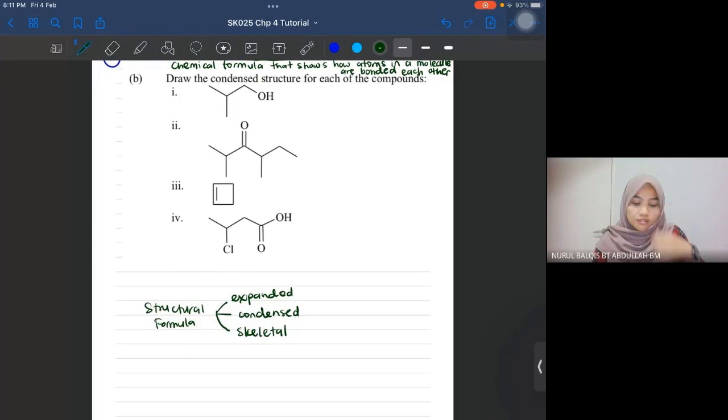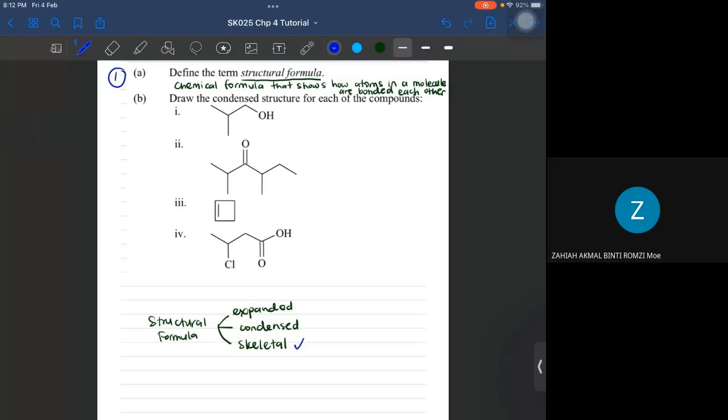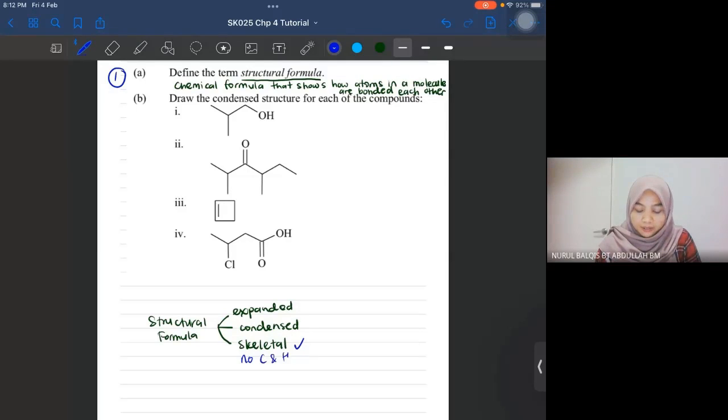Okay, so from these 3 structural formulas that you know, for question B, it asks for draw the condensed structure for each of the compounds. Can I know structure given in the questions, they belong to expanded, condensed or skeletal? Skeletal. Okay, kalau skeletal kita tunjuk apa je? Apa yang ada dalam skeletal? Kita tunjuk tak carbon dengan hydrogen? No. So kita kata no carbon and hydrogen, but then kita show bonds kan? Yes.